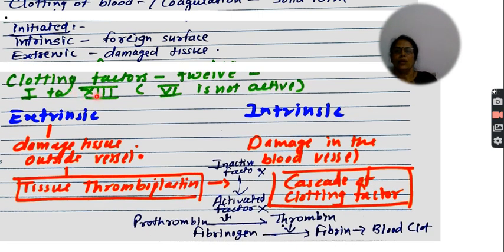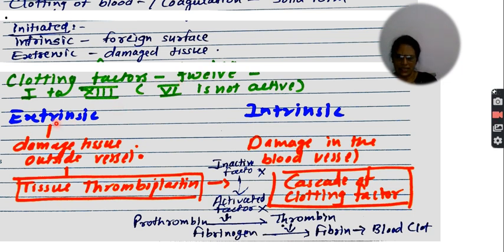In the blood clotting, there are the clotting factors. The clotting factors are numbered from 1st to 13th. But we are mentioning here 12 clotting factors because the 6th clotting factor is not active. That's why here there are the 12 clotting factors.